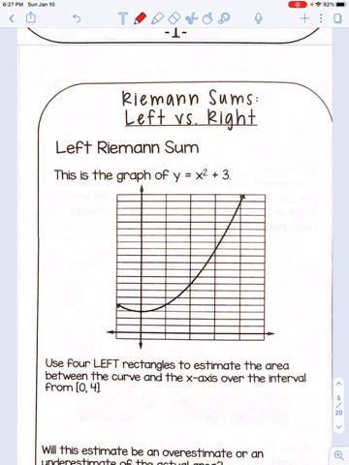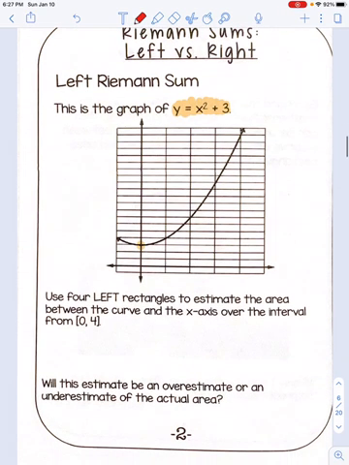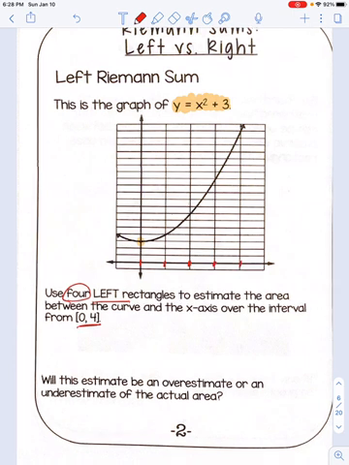So let's talk about Riemann sums being right versus left, and let's talk about something that is a curved function. So I have this cute function that's y equals x squared plus 3. So you know it's going to go up 3 and be a parabola. It opens up. And it's already got the values on here. Each bar is 1 tick mark. Okay, so the directions say use 4 left-handed rectangles to estimate the area between the curve and the x-axis over the interval 0 to 4. So 0, 1, 2, 3, 4.